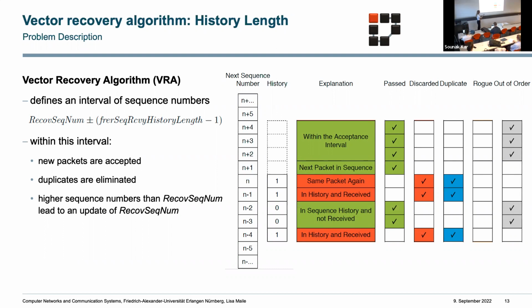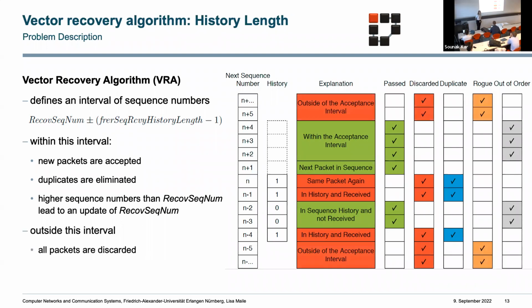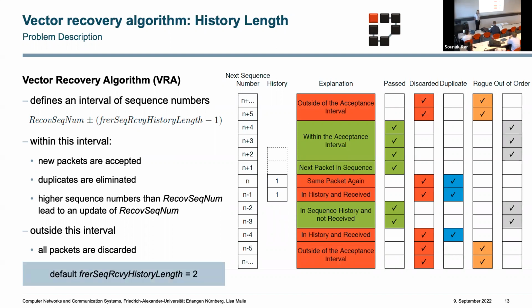If it has a lower sequence number, we can safely identify whether it's a duplicate or not. If it is higher, we simply shift the interval to this new sequence number. But what happens if something arrives outside of this interval? In this case, all packets outside of the interval are simply discarded. And currently, the only guidance that we have is a default value, which is written in the standard, which is simply set to 2. Well, but we have, of course, to ensure that no packet arrives which is not in this history.